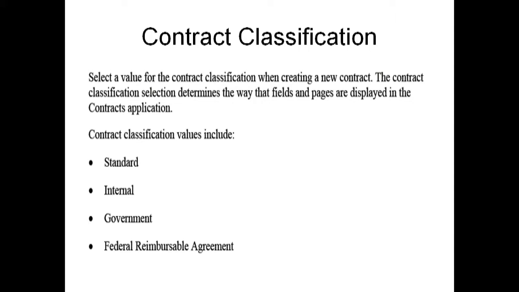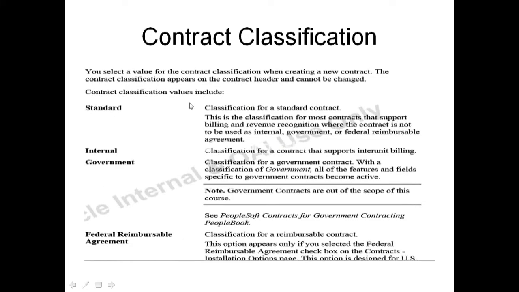If it's standard, it's a standard contract. If it's internal, it means it's a contract for inter-unit billing. And if this classification is government, it will have other features related to government contracts. And if the classification is federal reimbursable agreement, it will have its own fields. So classification is used for this purpose only, because it hides or unhides the fields depending on the requirement of a contract. The government may have their own clause, and they have different field value capturing requirements. So the page is customized in such a way that there's a field level security attached to this classification.